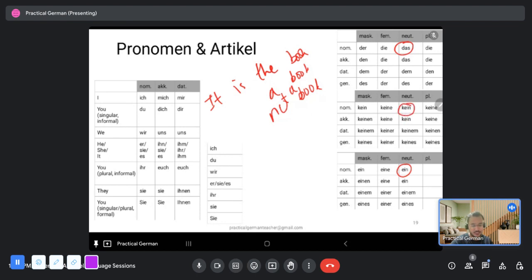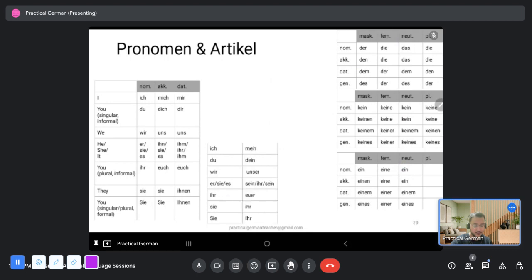Now if you want to say it is my book, your book, her book, his book, their book, you need articles for those as well, right? These are referred to as possessive articles. So I'll give you some hints. For ich, you can use the hint of mine.